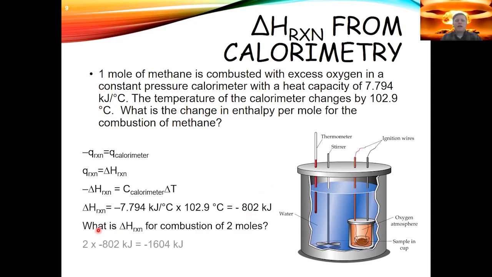Now what is my delta H for combustion then of 2 moles? Well, what is my heat change? Well, I just figured out my molar enthalpy for this reaction. It was negative 802, so I just take 2 times negative 802 and get negative 1,604 kilojoules for 2 moles of reaction. And it's just that simple.